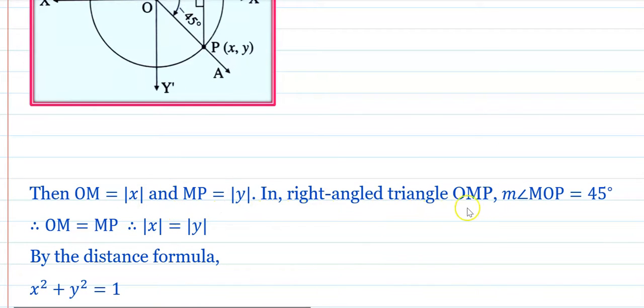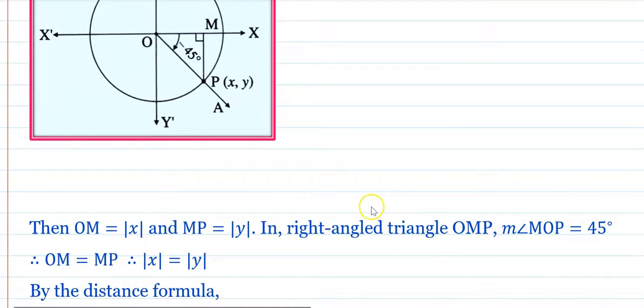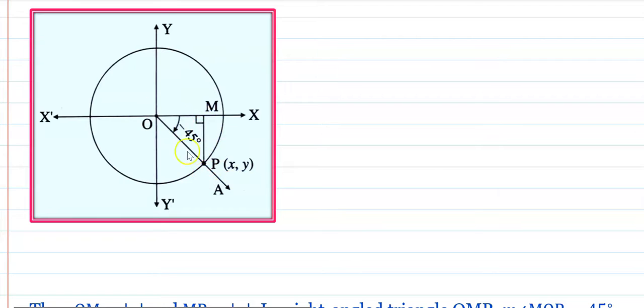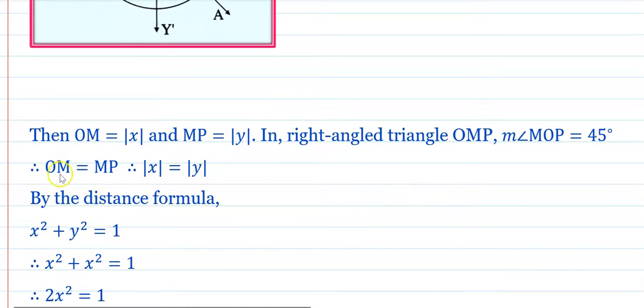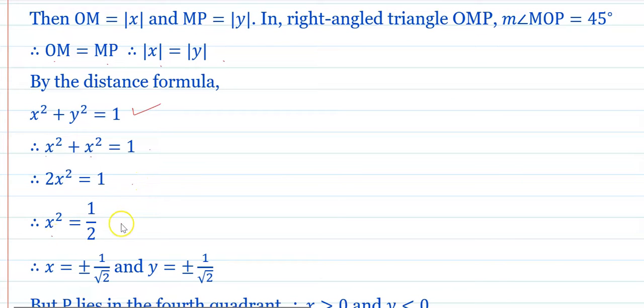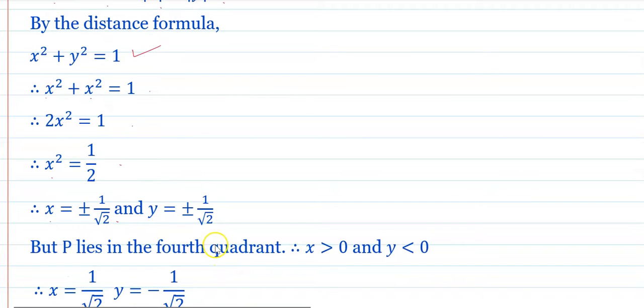In right angle triangle OMP, the measure of angle MOP is equal to 45. OM is equal to MP, that is mod of x equals mod of y. By the distance formula, x square plus y square is equal to 1. Both are the same, so x square plus x square is equal to 1. 2x square is equal to 1. x square is equal to 1 upon 2. If we take the square root, therefore x is equal to plus or minus 1 by root 2, and y is equal to plus or minus 1 by root 2.